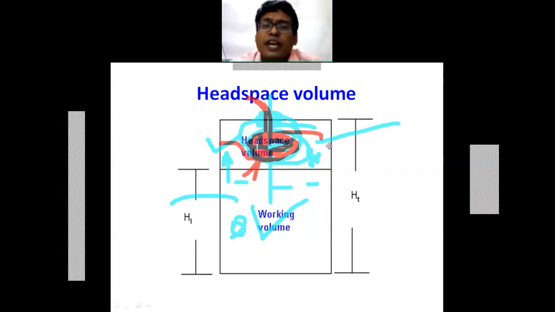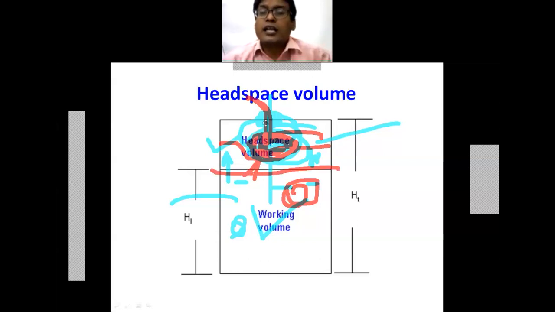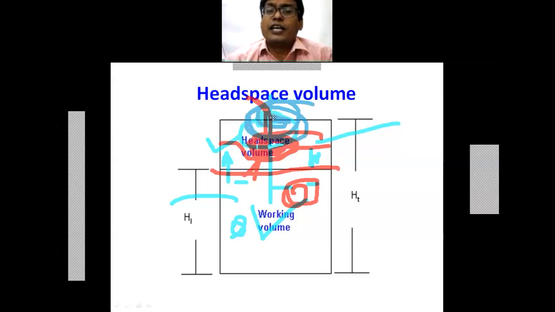Then one has to think of the head space and how much the liquid height is going to vary. Sometimes there are leakages around the shaft.